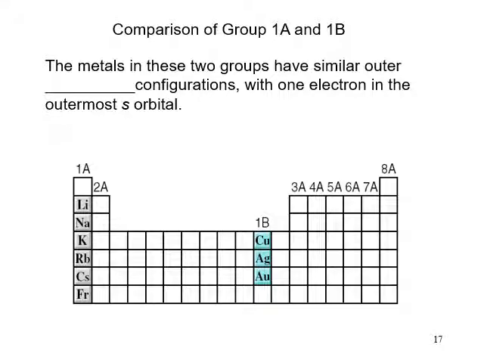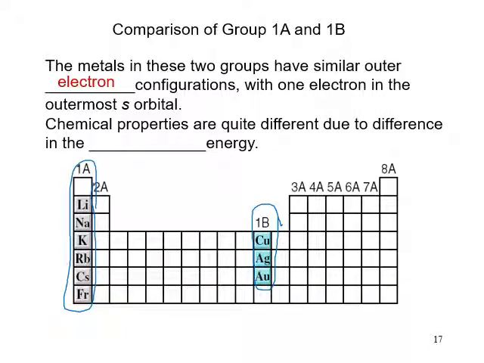So looking at these groups A and B, see this is a group B. This is a group A. The metals in these two groups have similar outer electron configurations with one electron in the outermost s orbital. But the chemical properties are quite different due to differences in the ionization energy. So these guys are ns1.